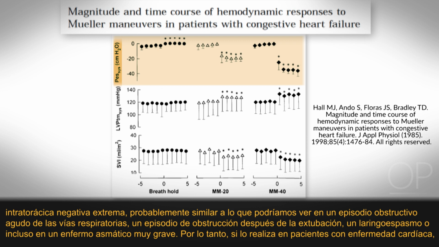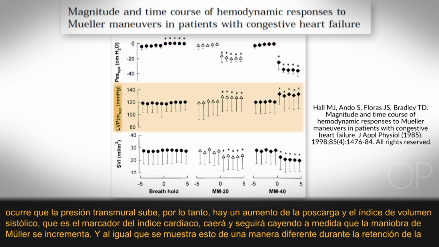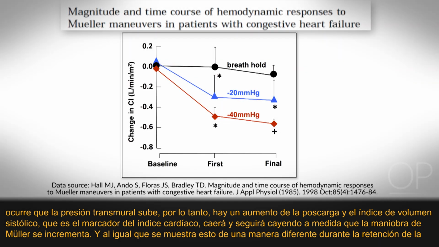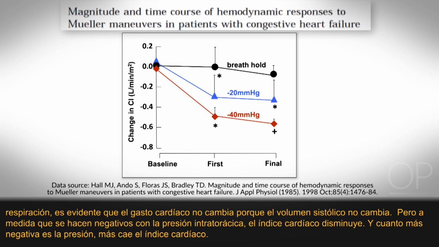If you do this to patients with heart disease, their transmural pressure obviously goes up. Their afterload therefore increases, and their stroke volume index, which is the marker of cardiac index, will fall and continue to fall as the Muller maneuver is increased. Showing this in a different way, during a breath hold, cardiac output doesn't change because stroke volume is not changing. But as they go negative with their intrathoracic pressure, cardiac index drops, and the more negative the pressure, the further the drop in the cardiac index.